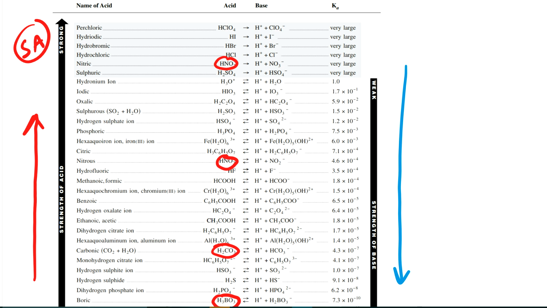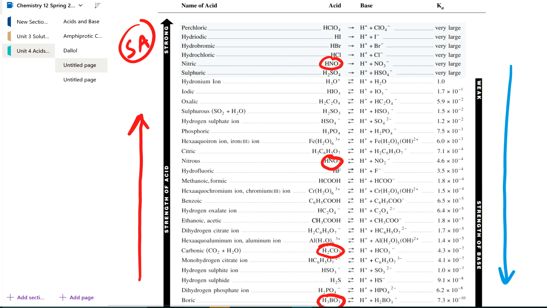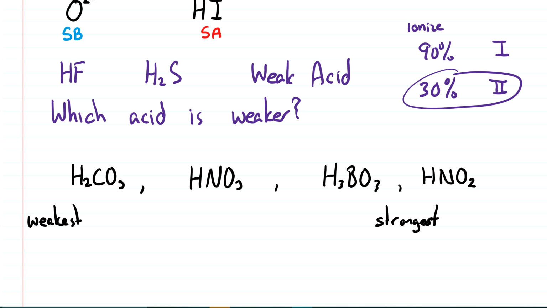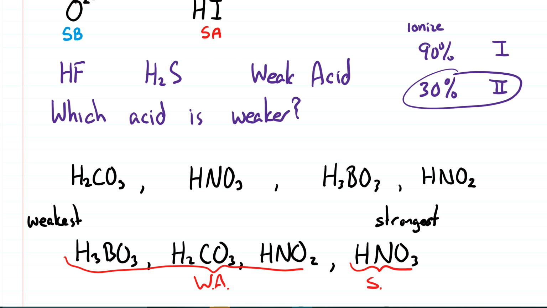So we're going to put the bottom one. So let's go back here. Okay, so the very weakest one would be the H3BO3. The next weakest would be the H2CO3. And then the next weakest would be HNO2. And the strongest, which actually is a strong acid, would be HNO3. So these three over here, they're all weak acids. And this actually is a strong acid here.